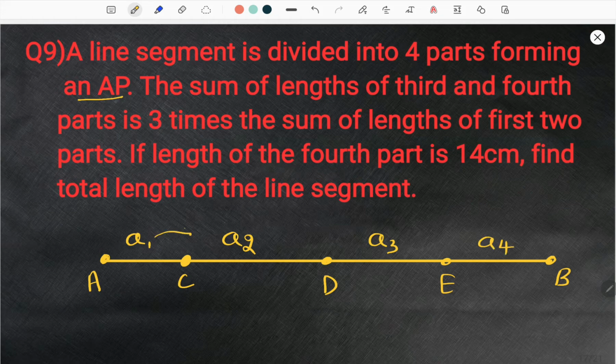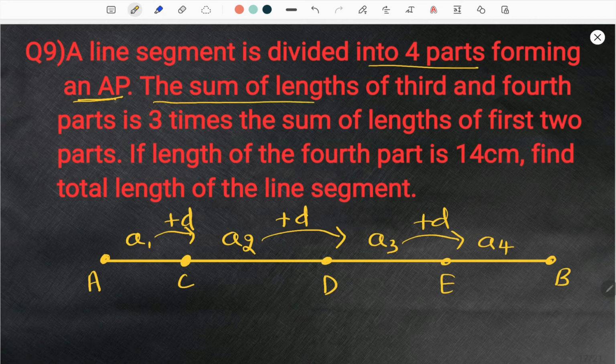This is like the first term plus D, and this third part has some other D, as in common D, common difference, and the fourth part is also with some difference. The same common difference will keep on adding, then we get all these lengths. A line segment is divided into 4 parts forming an AP. Alright, the sum of lengths of third and fourth parts.